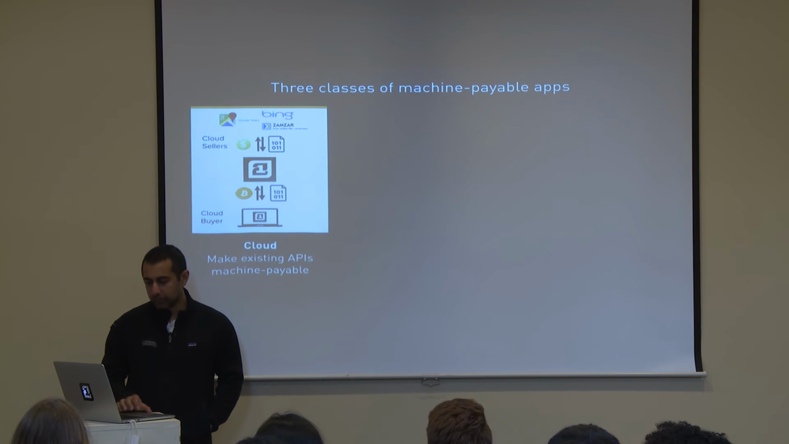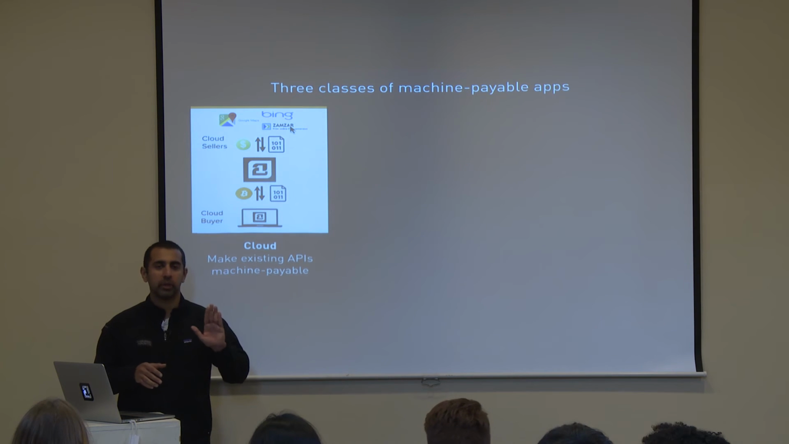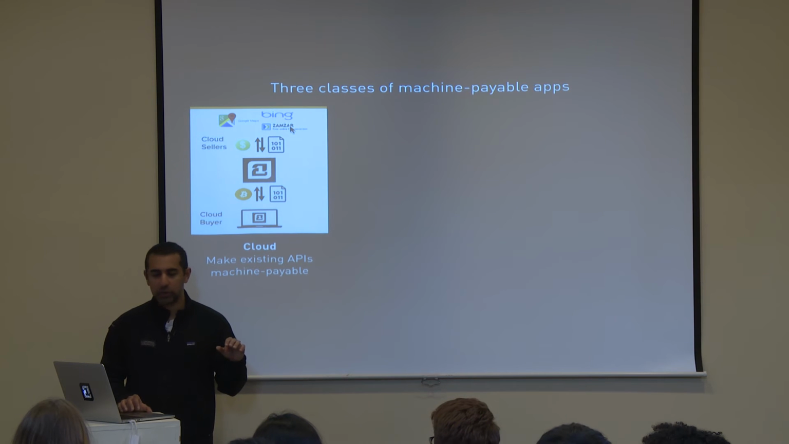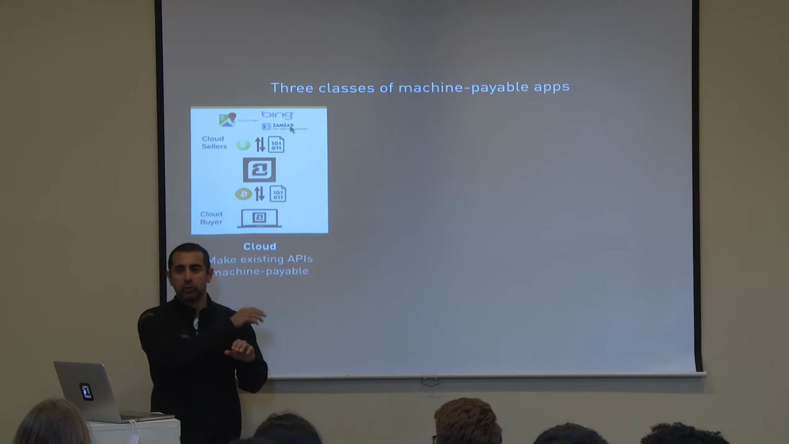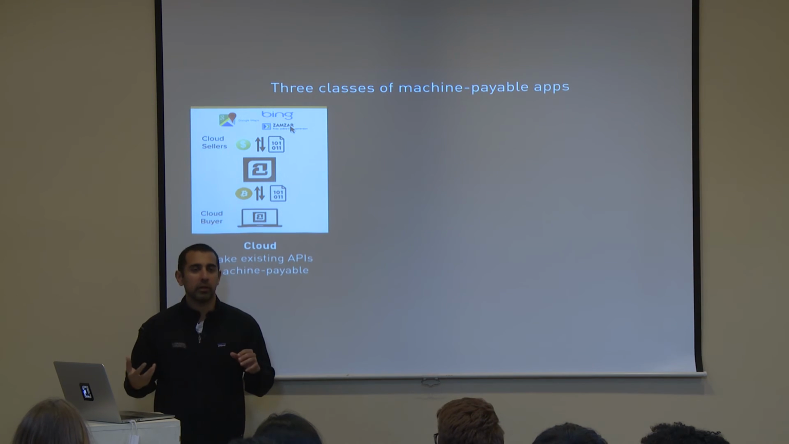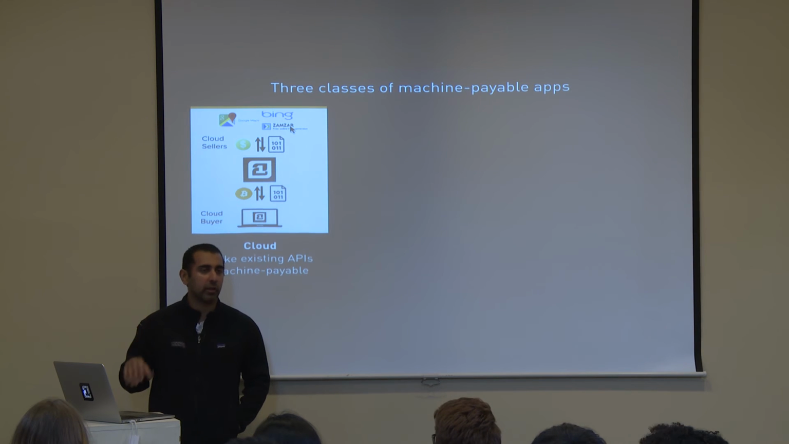So for a cloud application, what you're doing here is you've got a computer, it's got some digital currency, and it's sending Bitcoin up. And what you've done is you've taken one of these APIs like the Google Maps API or Bing Search or file conversion or what have you, and you put a machine payable endpoint in front of it. And so now you can make those existing things, which are all payable with credit card, payable and buyable with Bitcoin. So that's one class of application.